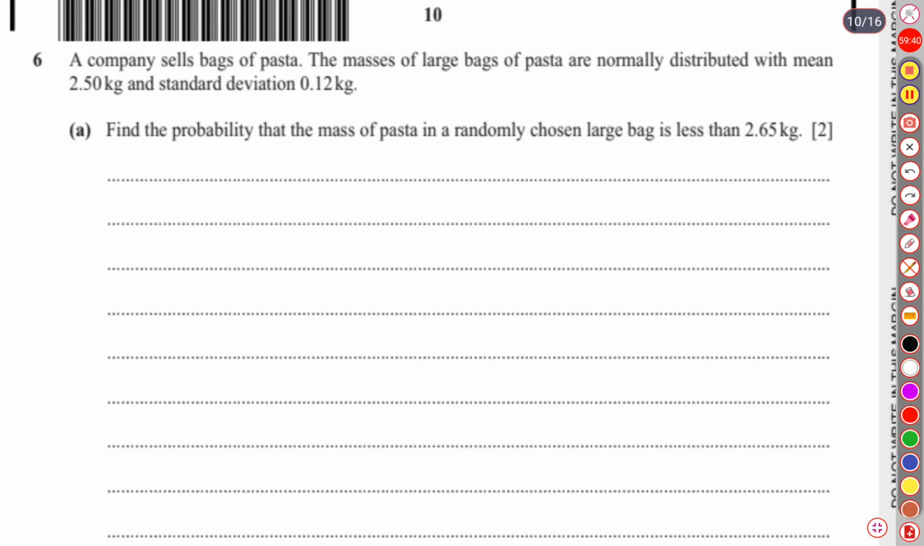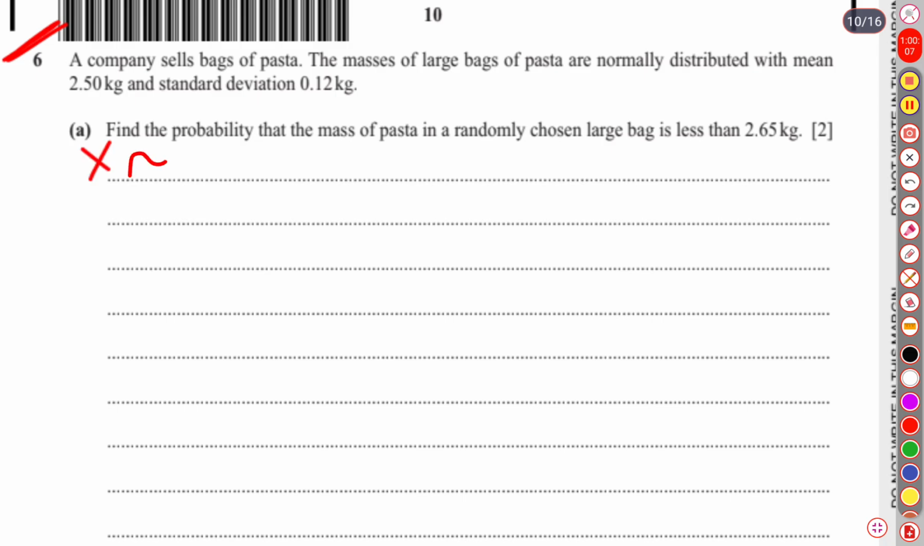So from paper 53 of May June 25 session, question number 6 should be solved. A company sells bags of pasta. The masses of large bags of pasta are normally distributed with mean 2.50 kg and standard deviation 0.12 kg. Find the probability that the mass of pasta in a randomly chosen large bag is less than 2.65 kg. Very simple question. Let us solve it.